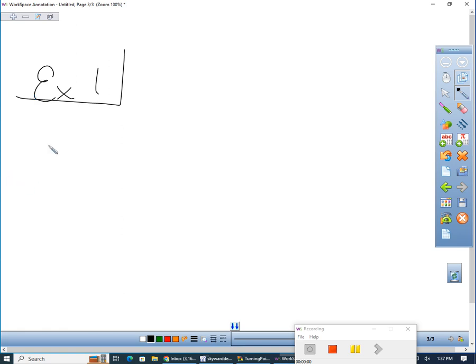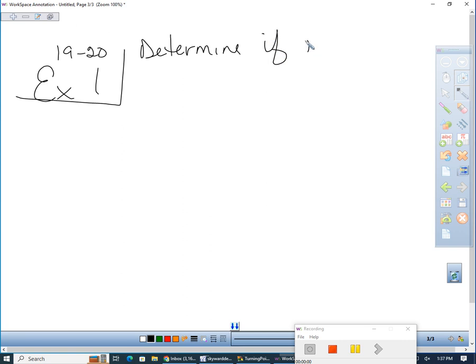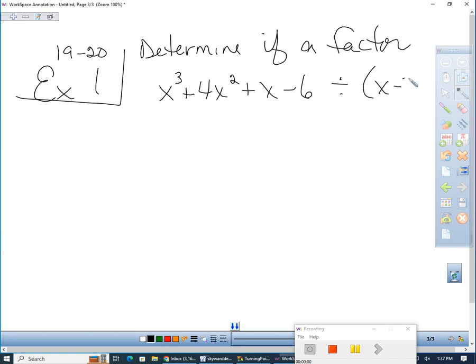Example number 1 is going to be your 19 and 20. Determine if it's a factor, but this time we're going to use synthetic. Oh, it's 19 and 20, so you're doing odd, so I guess it's 19. Same deal. We have x to the third plus 4x squared plus x minus 6, and we're going to divide by x minus 3. So we're going to do a long one-sided tic-tac-toe.